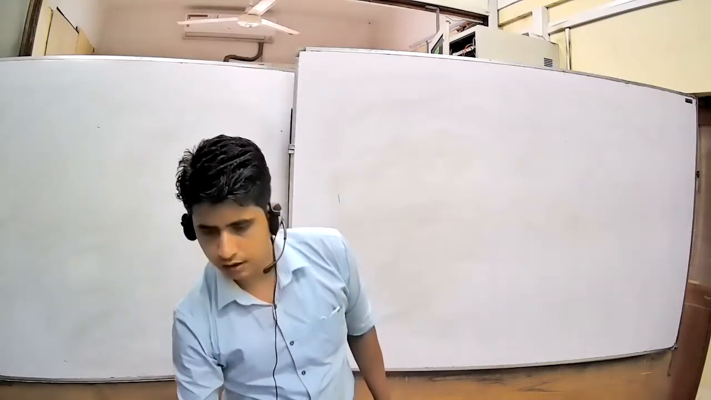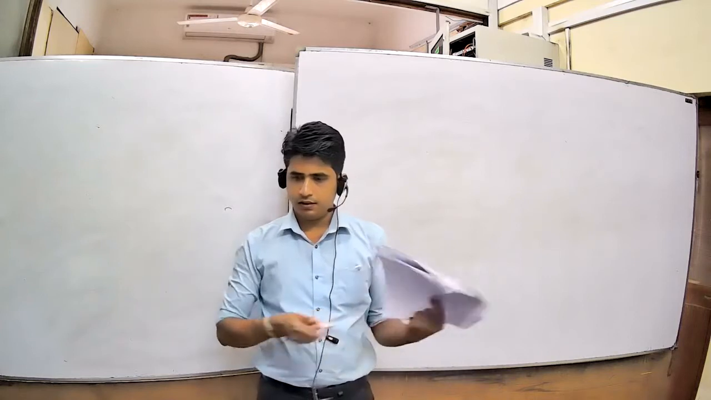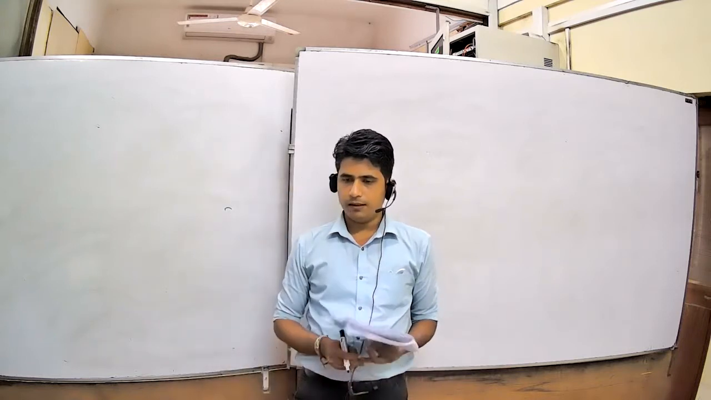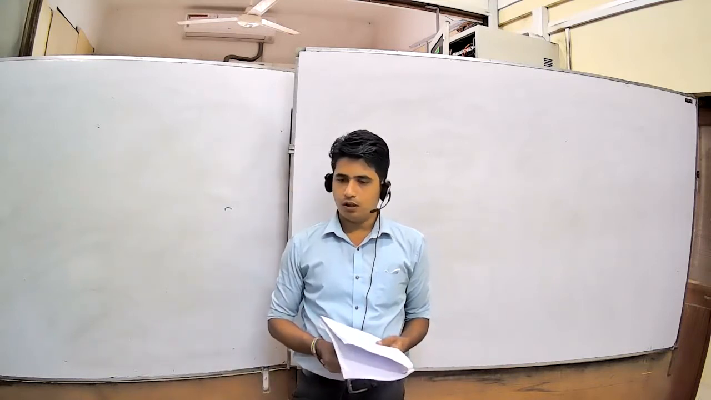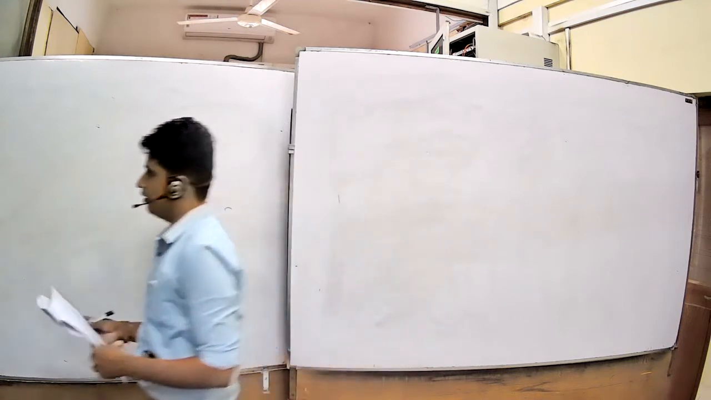Now we will start. Here we want to discuss some problems based on the echelon form. How can you find the echelon form for a particular matrix, and also the row reduced echelon form for a particular matrix, for a given matrix?